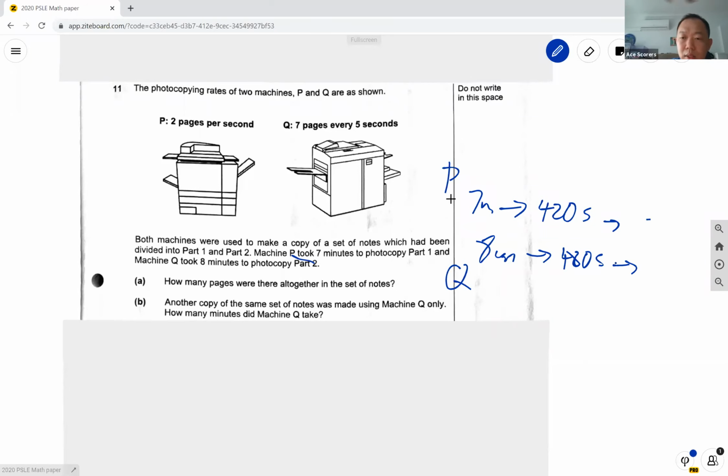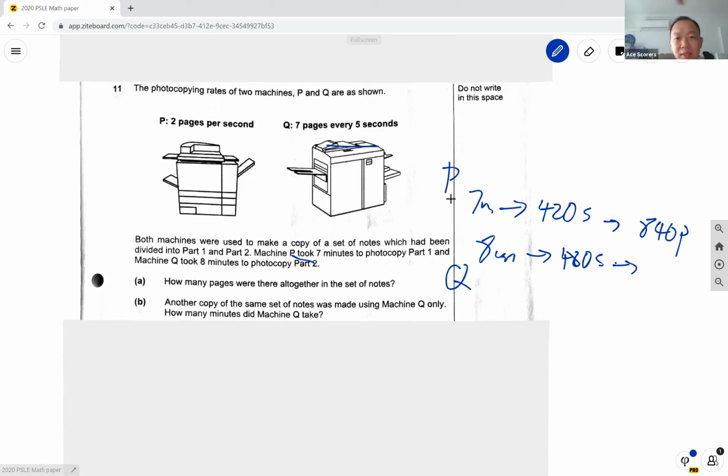So this will print 840 pages. Then 480 times 2, 960 pages. So we add them together, 840 plus 960, 1008. Why? You see, this is a problem of not reading properly. So the first one is correct.